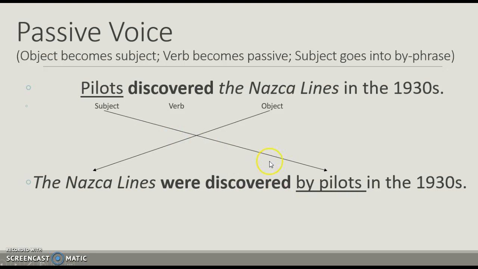And we're going to put the pilot into the by phrase. So now we have this passive voice sentence. The Nazca lines were discovered by pilots in the 1930s.